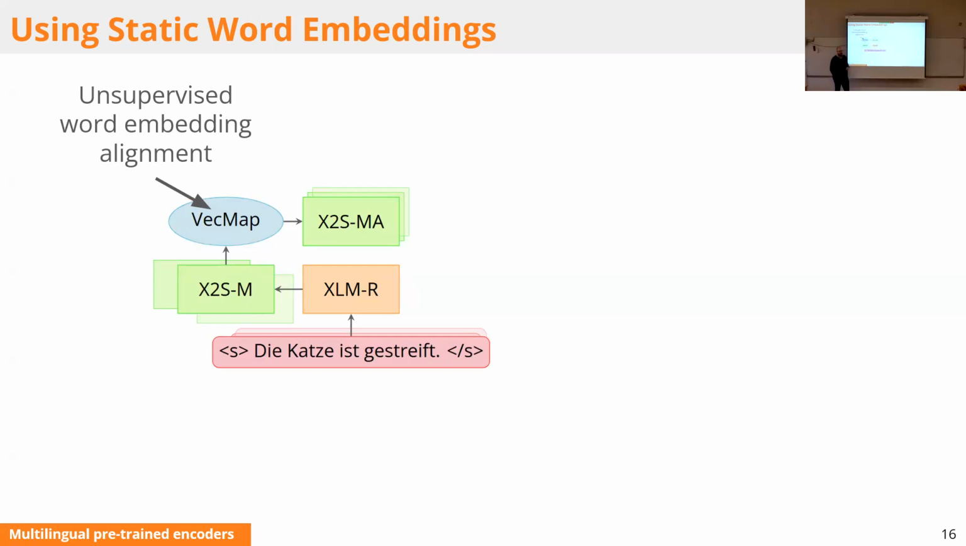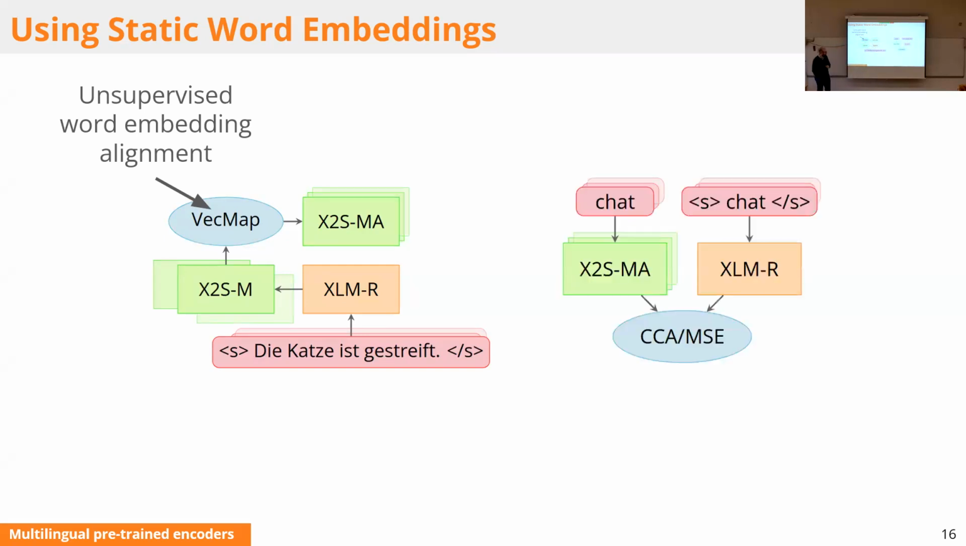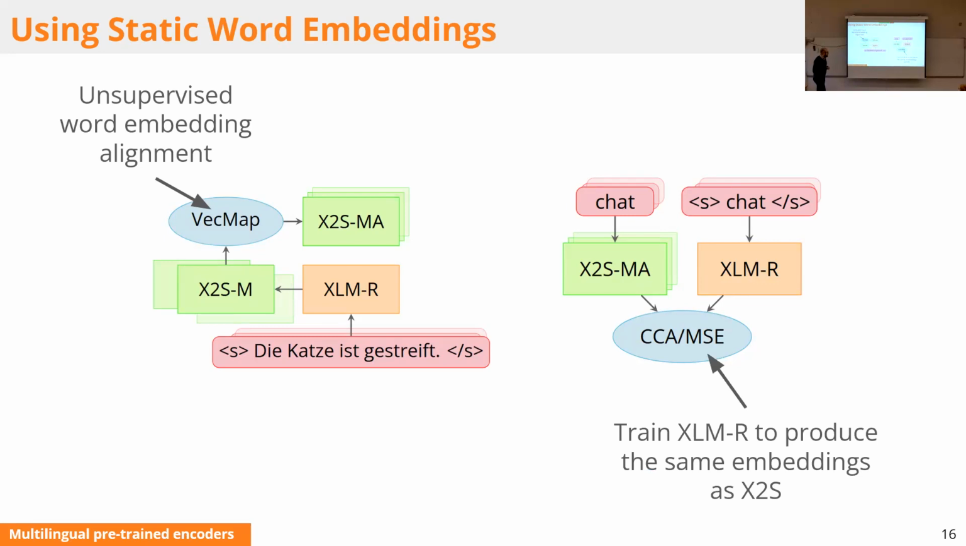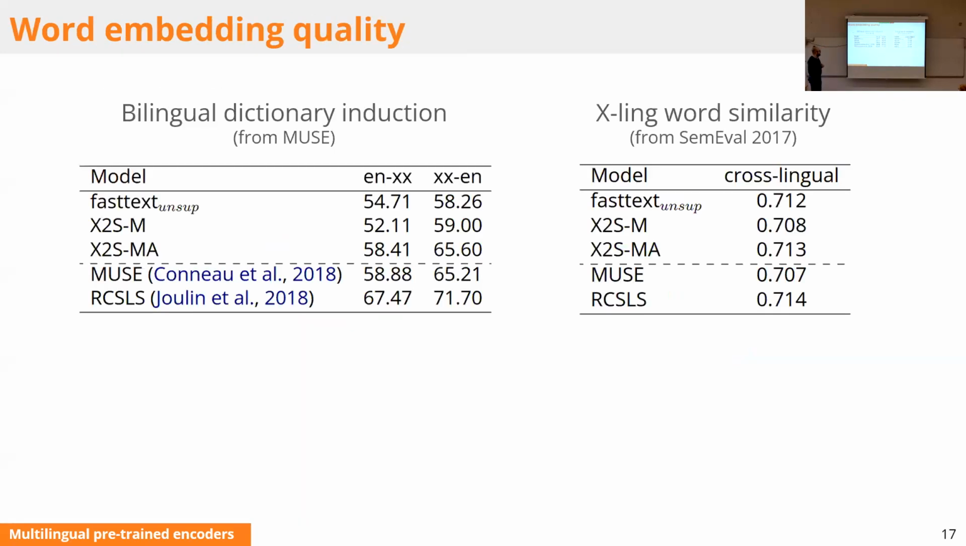We use an expectation maximization algorithm to align the embeddings and end up with word embeddings that are better aligned across languages. And in a second step, we use the already better aligned word embeddings, which are from the same representation space as XLM-R, to update the encoder itself. We experiment with different loss functions, and we get some results.